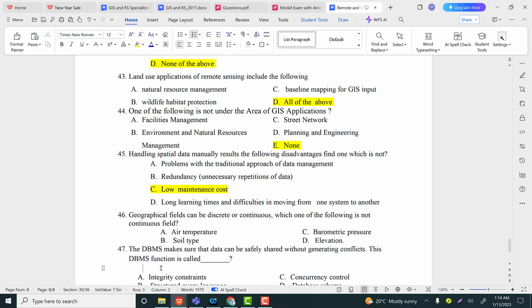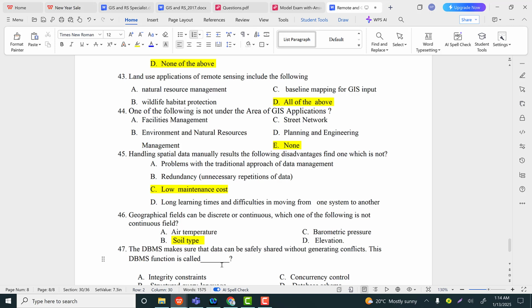So the question is not continuous field. That means a discrete value. Air temperature is continuous, so the answer is not air temperature because it is continuous. Soil type is continuous feature. Barometric pressure is also continuous feature. The elevation is continuous. So the question is more or less ambiguous, and the probability to be is B, soil type.